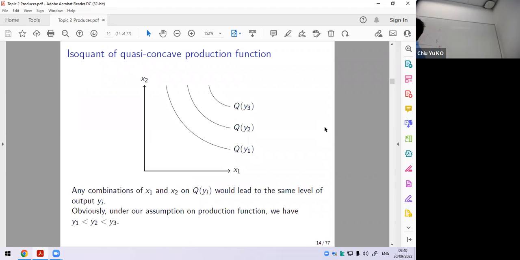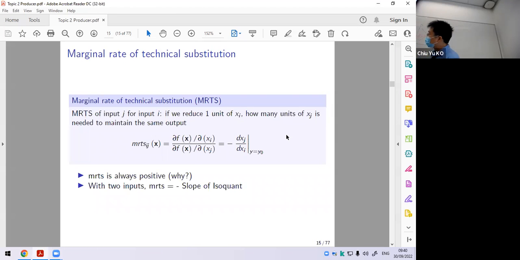If you assume F is monotone in the inputs, then that is exactly the slope, right? But if it's not monotone, then the MRTS is not well defined, because it's not clear what you mean by that.